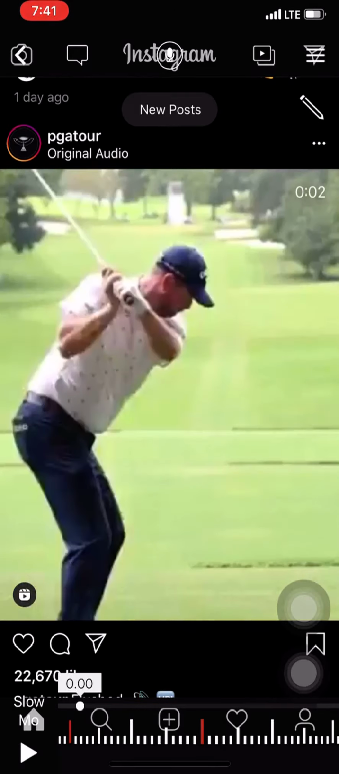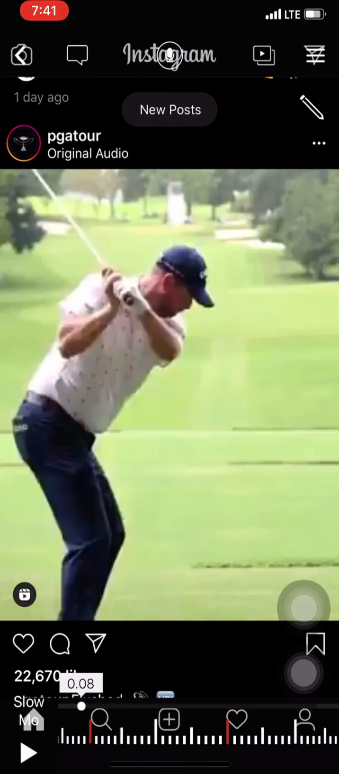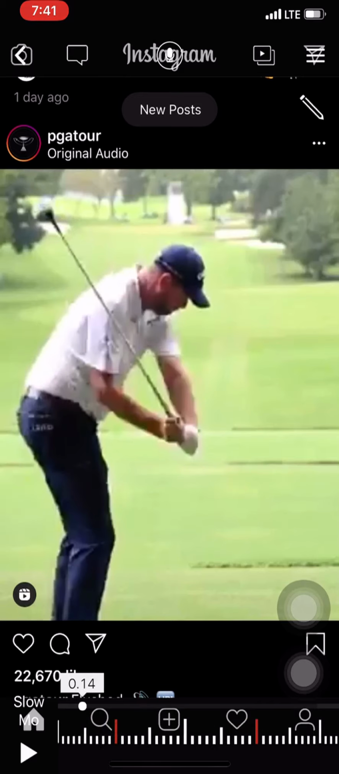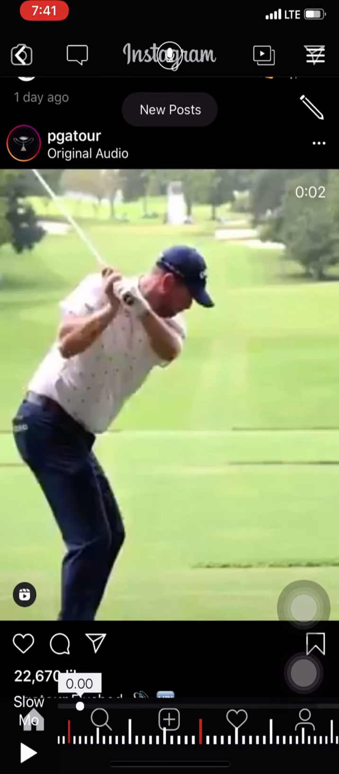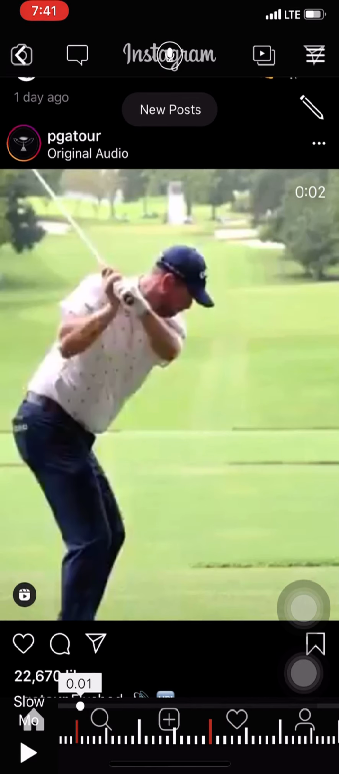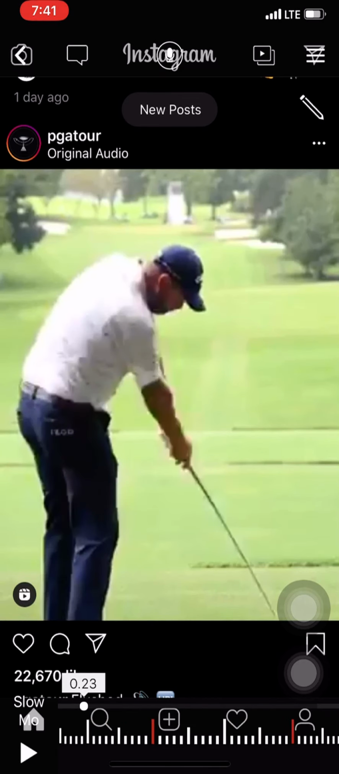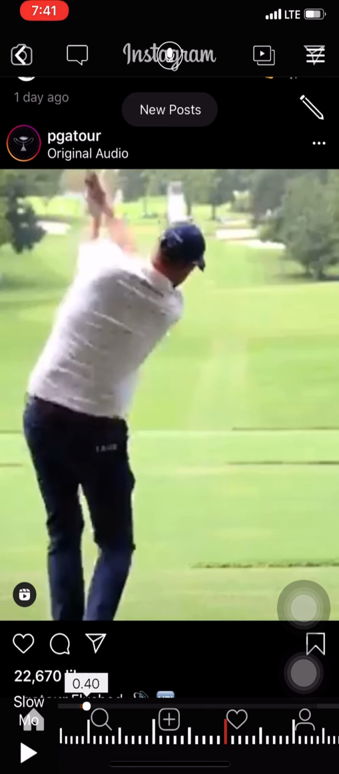So on the downswing, notice what happens. See how the club drops behind this golfer? See how the club is dropping behind him? He's not coming over the top. Notice how he's more centered over the ball as he's dropping the club, and then he hits through. That's one way to look at it.